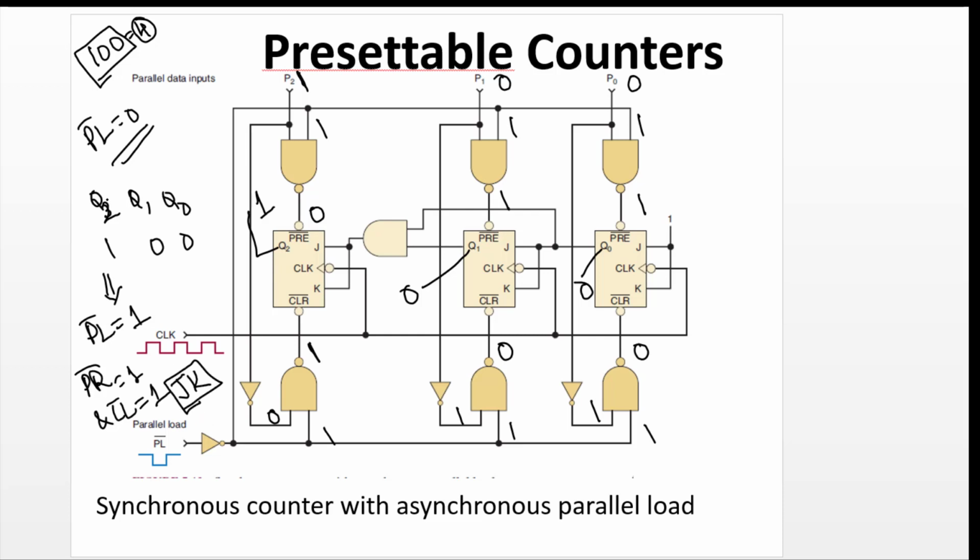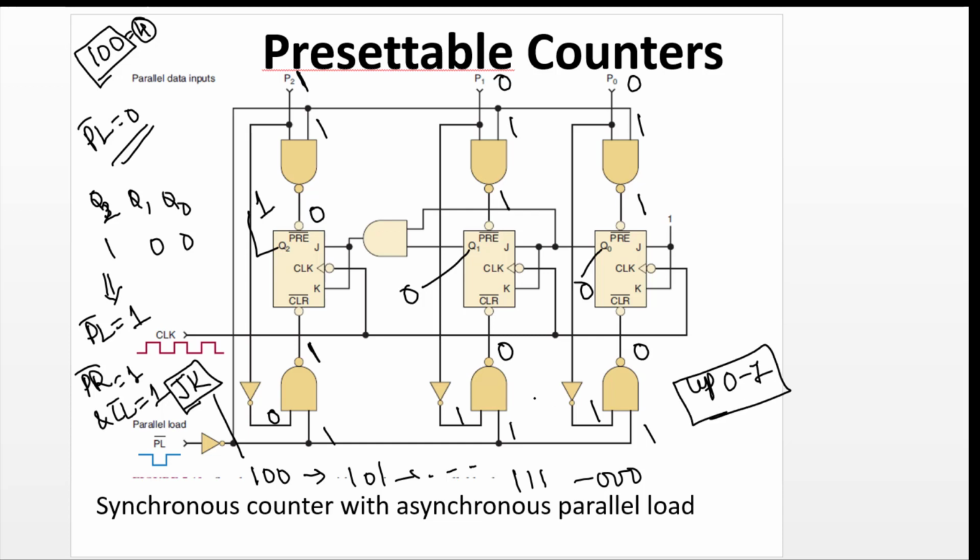So in that case, I'm going to count from 000 to 001, 010, 011, 100, 101 and so on till 7, then goes to all 0 states. So it's an up counter, counting from 0 to 7. So with the extra NAND gate and extra circuitry, I can load any desired number into the flip-flops and my counting will start from that particular state only.